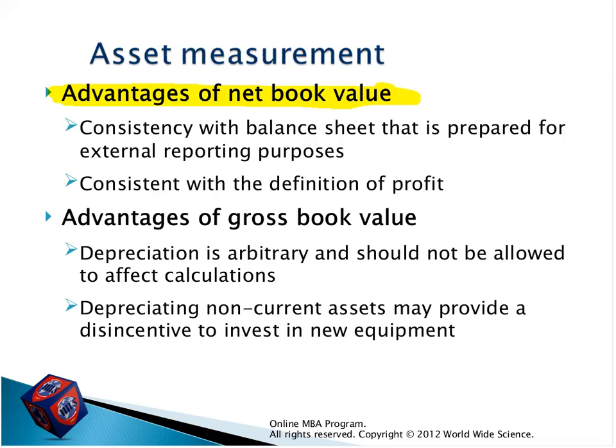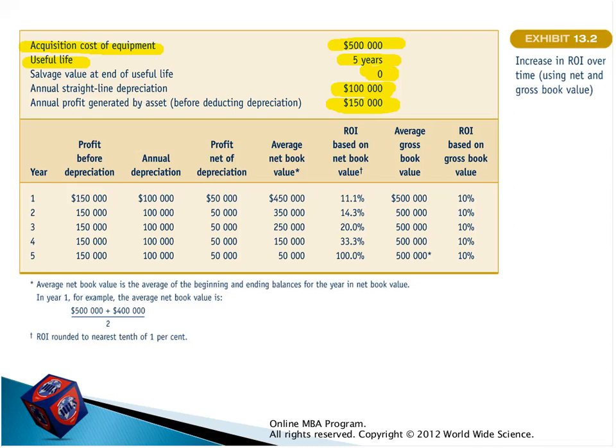And the gross book value, what are the advantages? Depreciation is arbitrary and should not be allowed to affect the calculation. So here we are not going to charge our depreciation costs. As well, the depreciation for non-current assets may provide some disincentive to invest in new equipment. So we can use two methods to identify our return on investment based on the gross book value or net book value. The net book value includes the depreciation charges, okay? The gross book value excludes the depreciation charges.